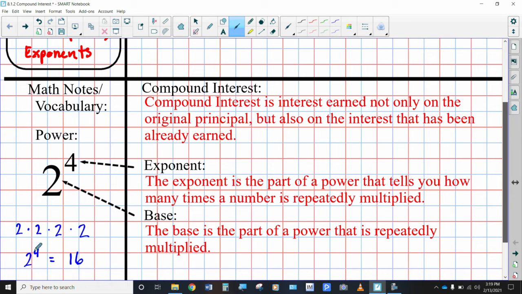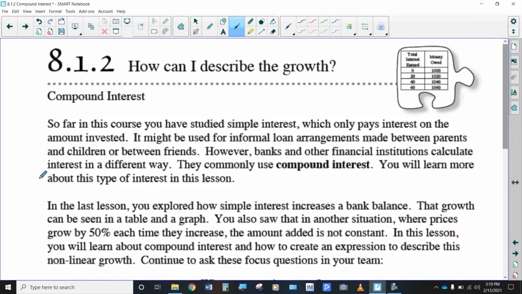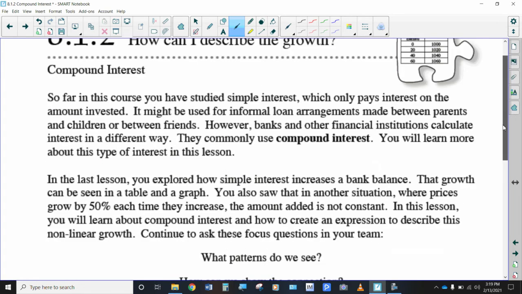So understanding how exponents work is kind of important for you to understand how compound interest works. All right, so let's read. So far in this course, you have studied simple interest, which only pays interest on the amount invested. That's what we call the principal. It might be used for informal loan arrangements made between parents and children or between friends. However, banks and other financial institutions calculate interest a different way. They use compound interest. Okay, so we're going to learn more about that.